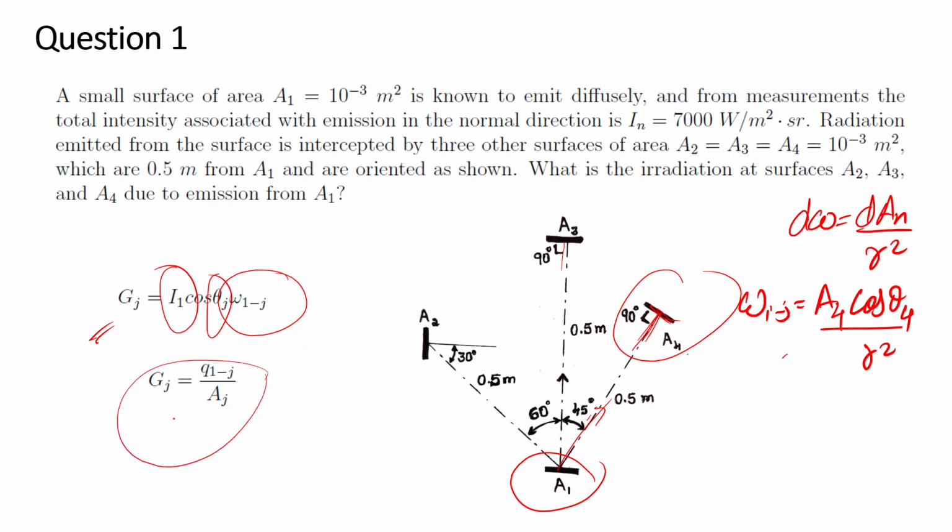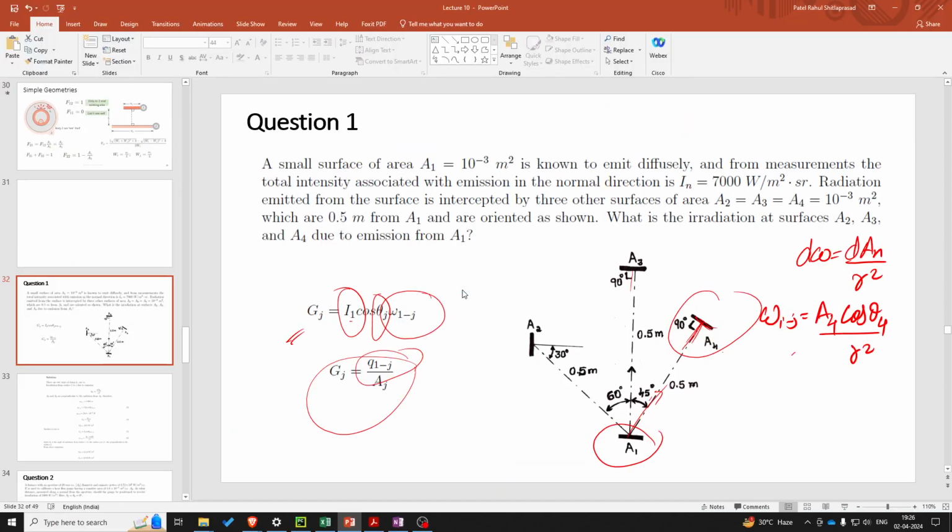Alternatively, you can also use this formula, whereby G1 of j is nothing but I times cos theta 1j omega 1 to j upon A of j. So you can use any formula, whichever formula you want. So let's solve this question.